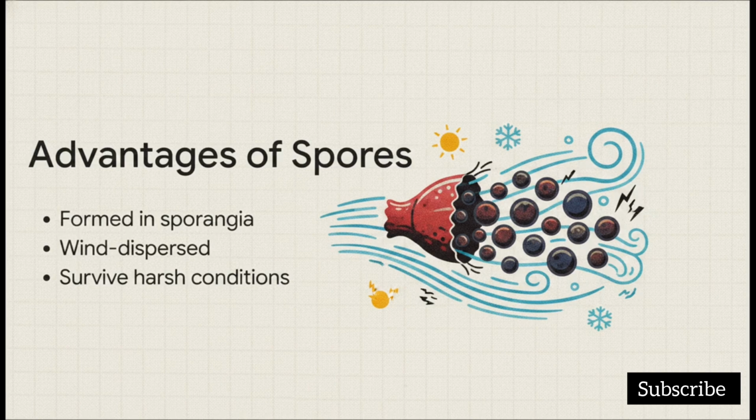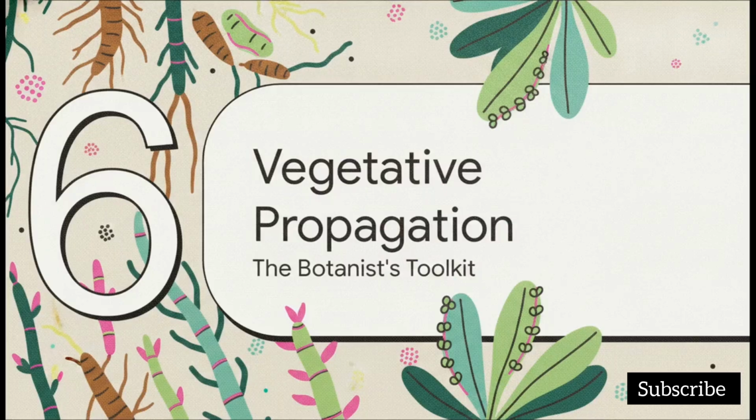And they have some serious advantages. They are incredibly light, so they're easily dispersed by the wind. They're also tough enough to survive really unfavorable, harsh conditions. Because they're produced in massive numbers, they just wait around until conditions are favorable to finally germinate and grow into new organisms.